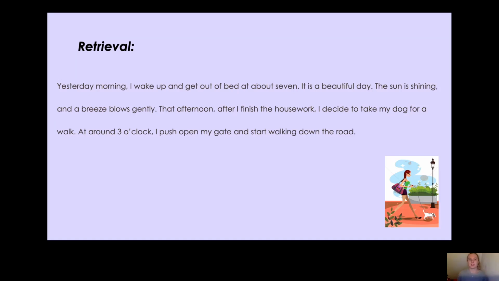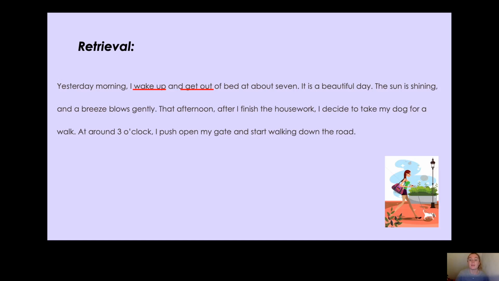So the first sentence, yesterday morning, I wake up and get out of bed at about 7. Where are the two verbs in that sentence? Yes, that's right. I wake up and get out of bed. They're two actions. First you wake up, then you get out of bed. Now, what about the second one? It is a beautiful day.